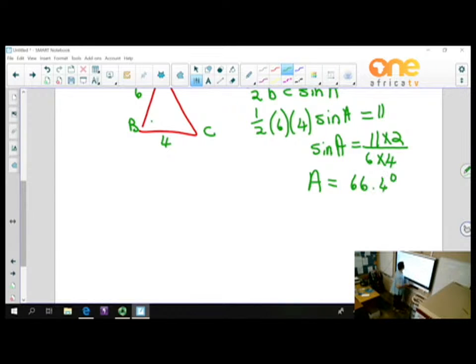Again, it could have been an obtuse angle. It might have been that obtuse angle there. So 180 minus that, and the other possibility is 113.6 degrees that we have there.